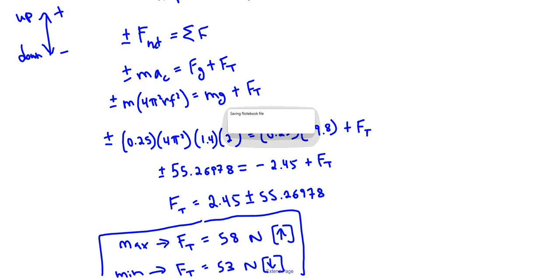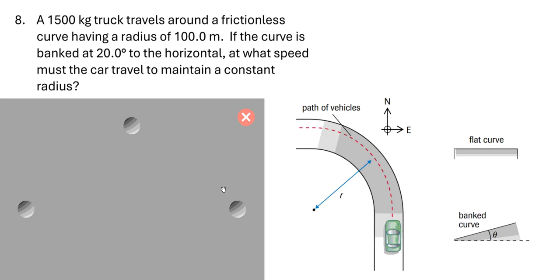Let's move on to our last one here, number 8. This one says a 1,500 kilogram truck travels around a frictionless curve having a radius of 100 meters. If the curve is banked at 20 degrees to the horizontal, at what speed must the car travel to maintain a constant radius? A frictionless curve means a super icy road.